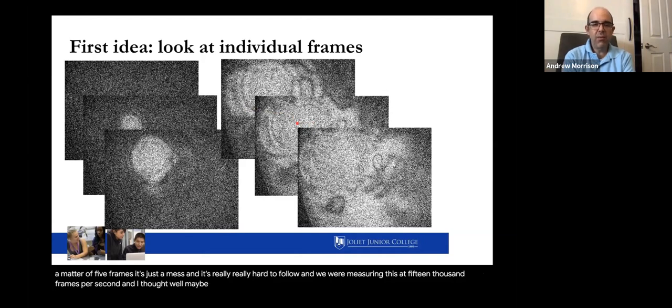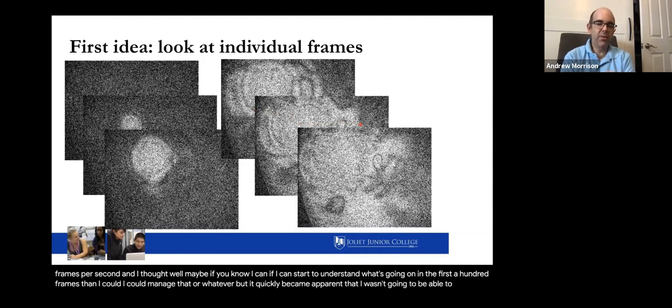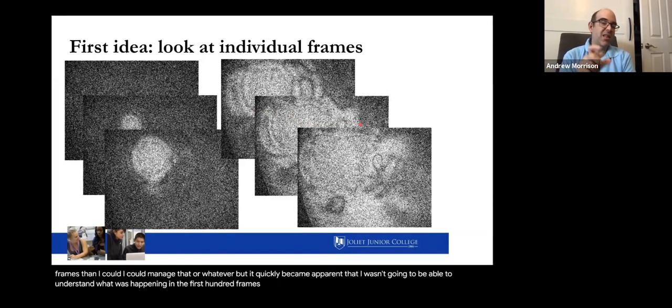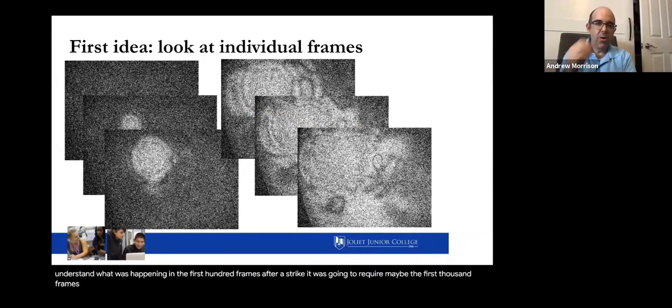and I thought, well, maybe if I can start to understand what's going on in the first 100 frames, then I could manage that. But it quickly became apparent that I wasn't going to be able to understand what was happening in the first 100 frames after a strike. It was going to require maybe the first 1,000 frames, or more likely the first 2,000 frames. And so we needed a different approach, right?